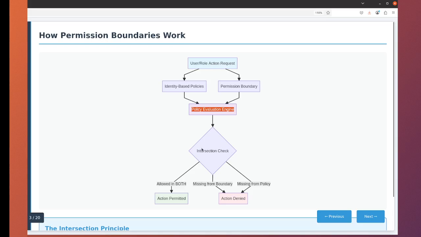Think of it like two circles overlapping in a Venn diagram. The overlapping area is what you can actually do. If something isn't in your boundary, you can't do it, period. This gives security teams ultimate control while allowing operational flexibility.